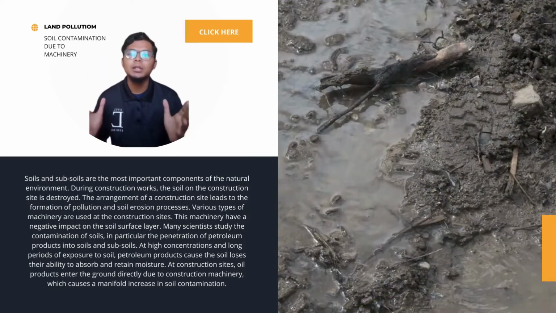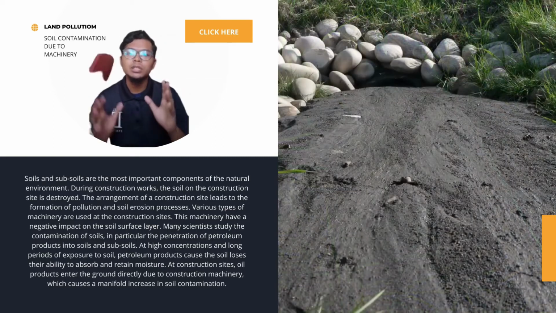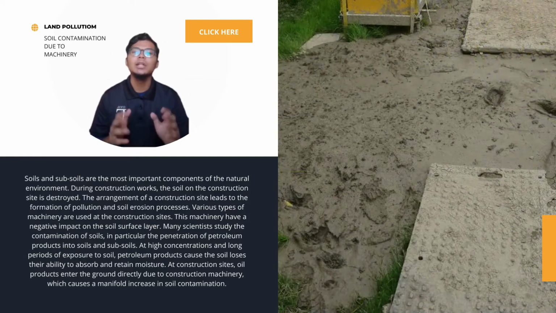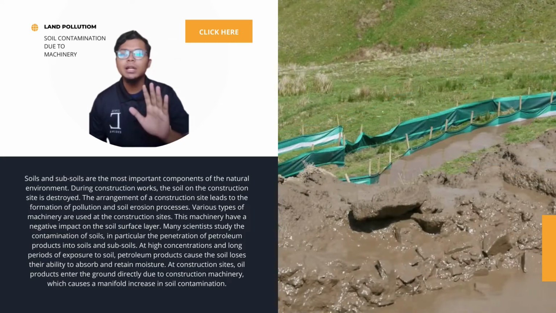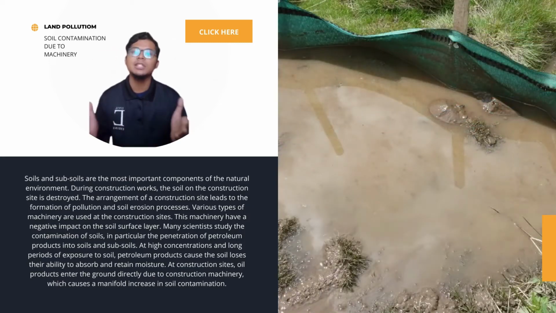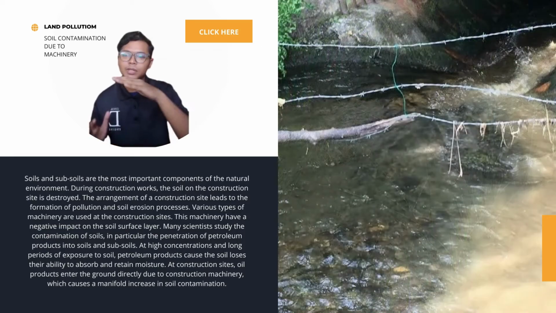Soil and subsoil are the most important components of the natural environment. During construction works, the soil on the construction site is destroyed. The arrangement of the construction site leads to the formation of pollution and soil erosion process. Various types of machinery are used at the construction site. This machinery has a negative impact on the soil surface layer.